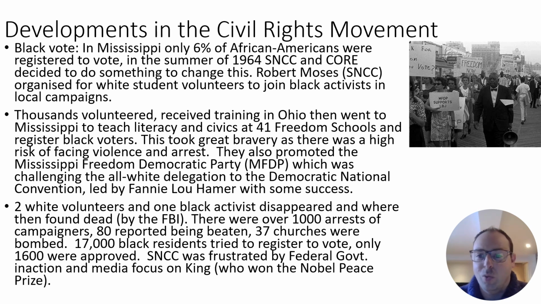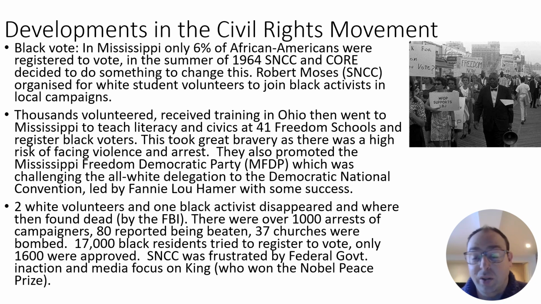As I said, there were lots of risks and costs involved in this, and it took great bravery, as there was a very high risk of facing both violence and arrest. The activists who went down also promoted the Mississippi Freedom Democratic Party, or the MFDP, which was to challenge the all-white delegation to the Democratic National Convention. It was led by a very significant campaigner, Fannie Lou Hamer, and it had a degree of success. They actually managed to get some of their delegation into the Democratic National Convention.